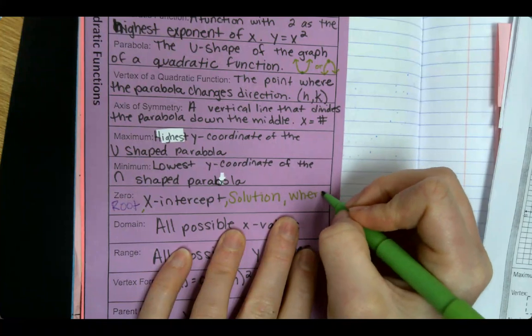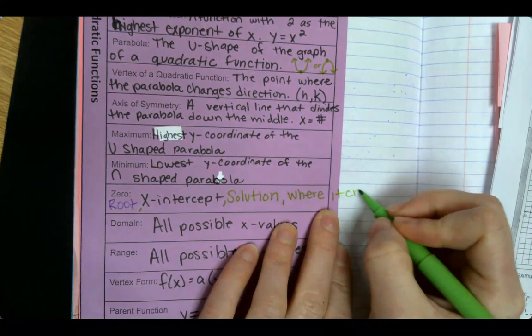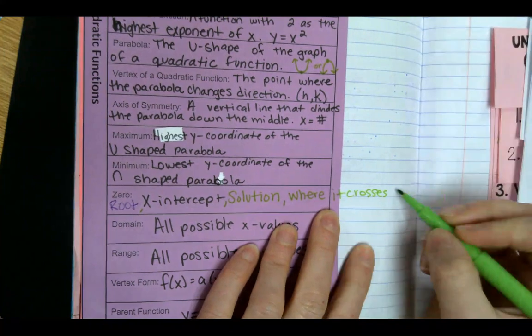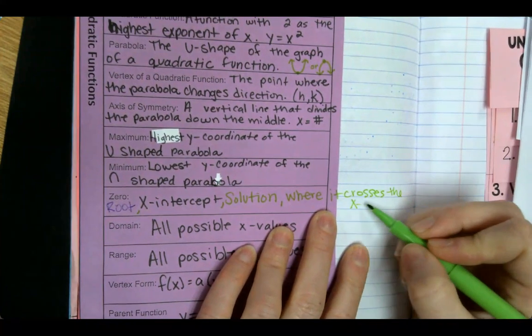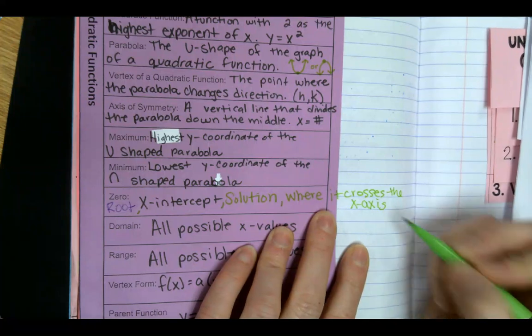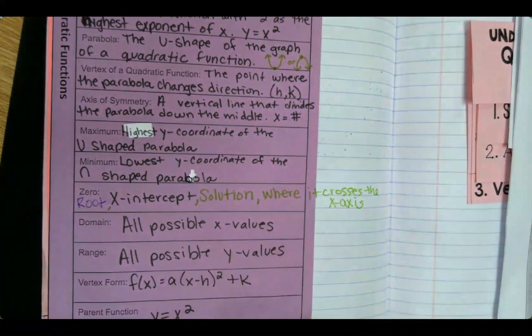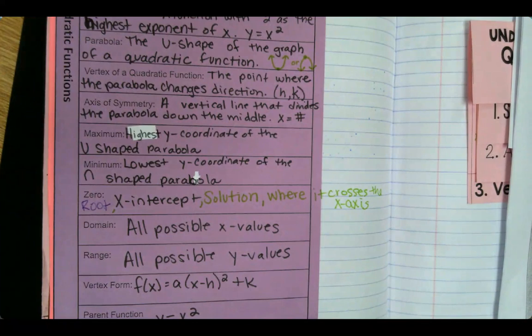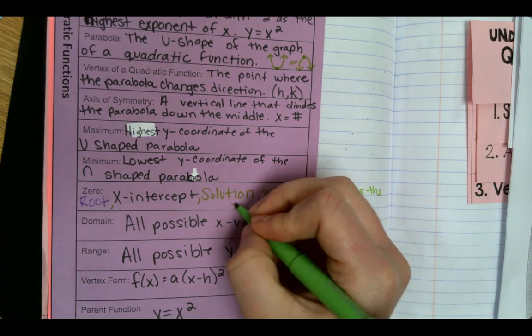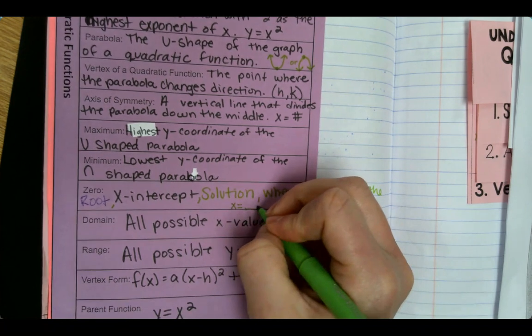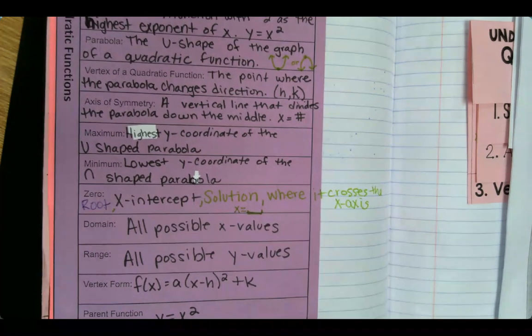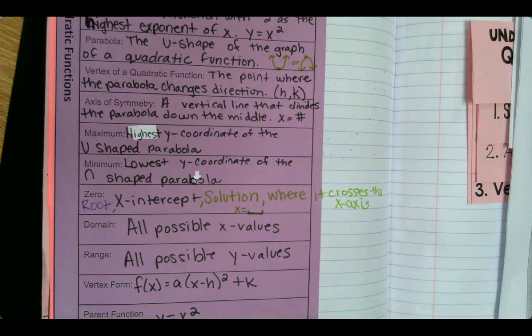Where it crosses the x-axis. It meaning the function. So if it's the quadratic function, it's where the U-shaped parabola crosses the x-axis. And we're going to write it as x equals some number, wherever that point is. So x equals some number. If it doesn't cross at all, then it's a no solution. You put a 0 with a slash through it.